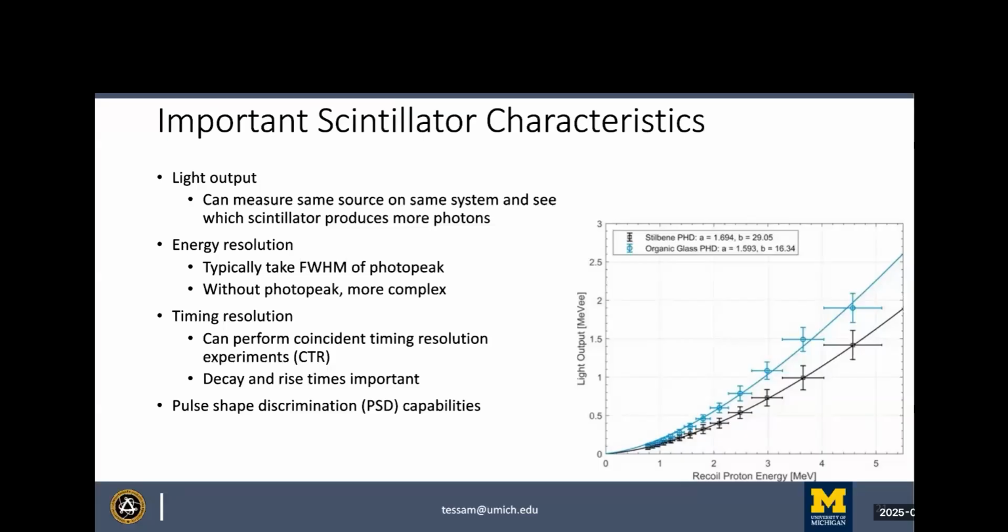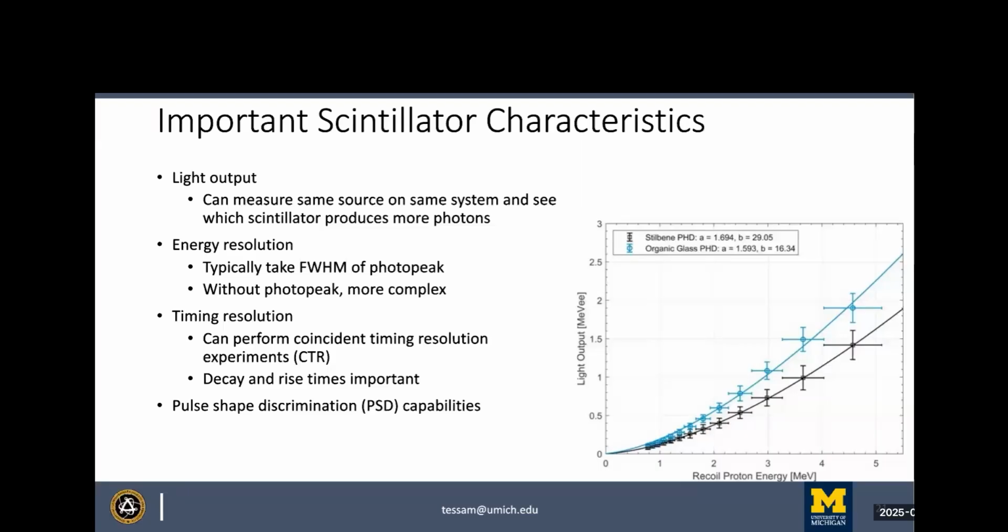We also care about energy resolution, meaning how precise is the scintillator in terms of what energies it's identifying. We typically derive this from the full width at half max of the photopeak divided by the centroid and report it in a percent value. However, for organic scintillators, which don't have a photopeak, this is a little bit more complex, and we can do Compton coincidence experiments, which I'll bring up in a little bit.